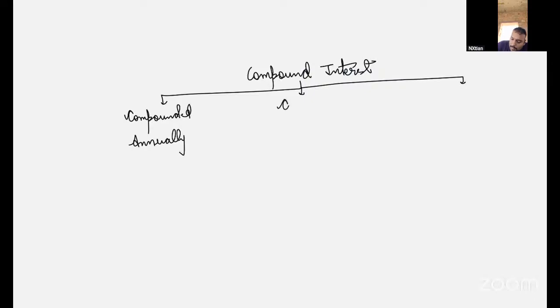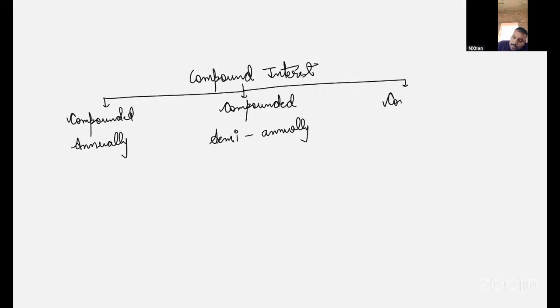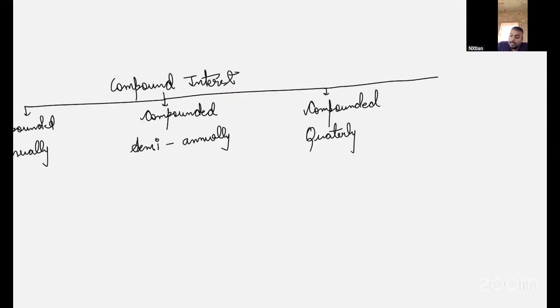The second one is compounded semi-annually. The third one is compounded quarterly. In some cases, it is also written as compounded monthly. Compounded monthly.